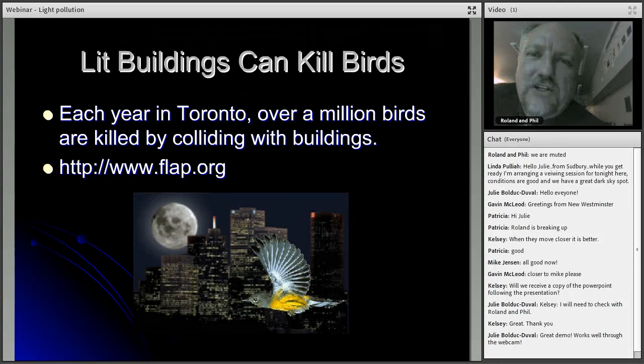Now, birds can be disoriented by light whether they're seabirds or not. For example, in Toronto, over 1 million birds are killed by colliding with buildings each year. An organization I would highly recommend you check out is FLAP.org, and that's Fatal Light Awareness Program. It's a Toronto-based organization, but they have programs that span the country, and there are cities in the U.S. as well that are looking at what's going on with these birds in cities. So what is going on with these birds in cities?